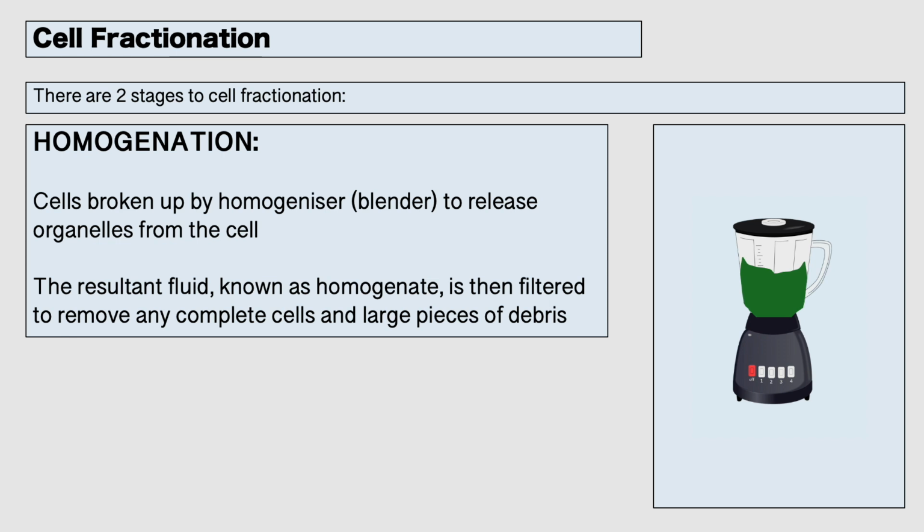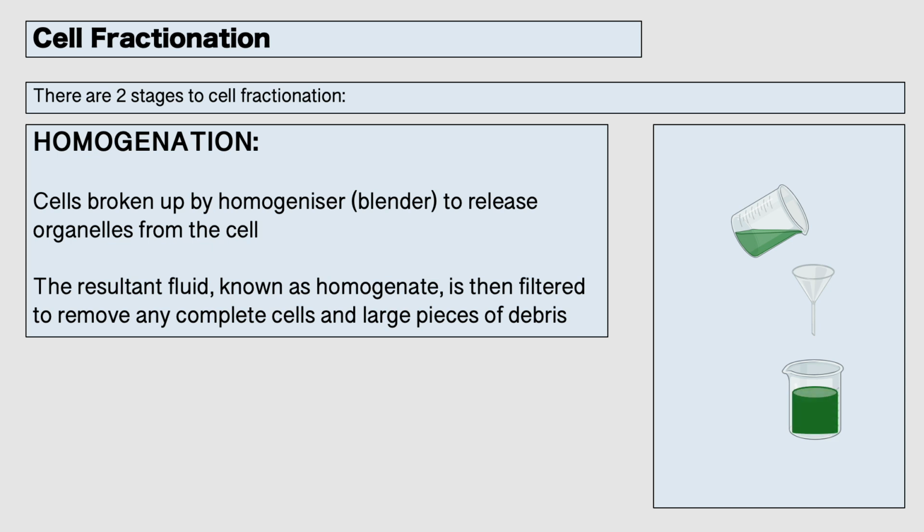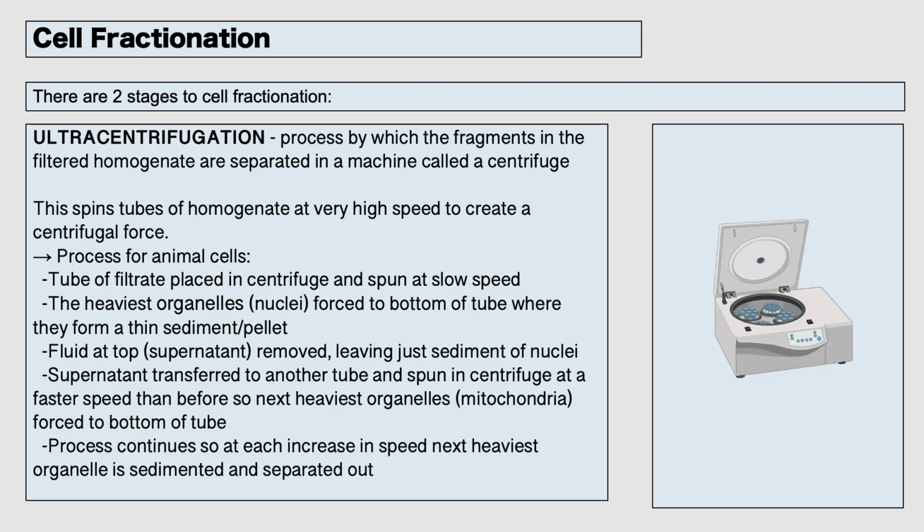Homogenation is where cells are broken up by a homogenizer or blender to release organelles from the cell. The resultant fluid, known as the homogenate, is then filtered to remove any complete cells and large pieces of debris. Ultracentrifugation is the process by which the fragments in the filtered homogenate are separated in a machine called a centrifuge. This spins tubes of homogenate at very high speeds in order to create a centrifugal force.